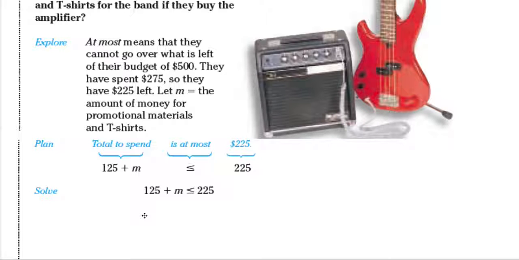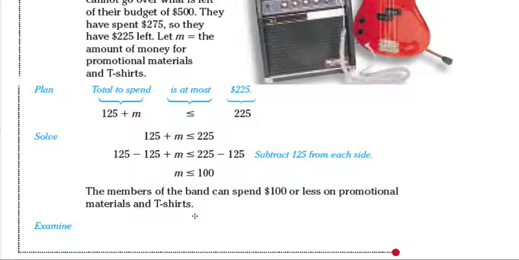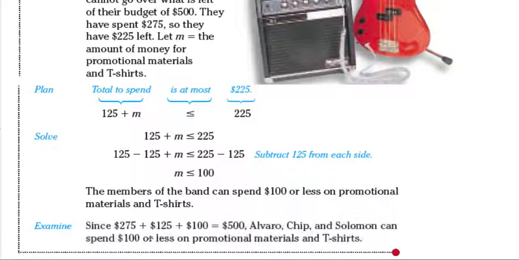Copying the inequality, we want to solve it by isolating the variable, subtracting 125 from both sides of the inequality, and we end up with M is less than or equal to $100. So the members of the band can spend $100 or less on promotional materials and t-shirts. If we check our answer, 275 plus 125 plus 100 equals 500. Alvaro, Chip, and Solomon can spend $100 or less on promotional materials and t-shirts.